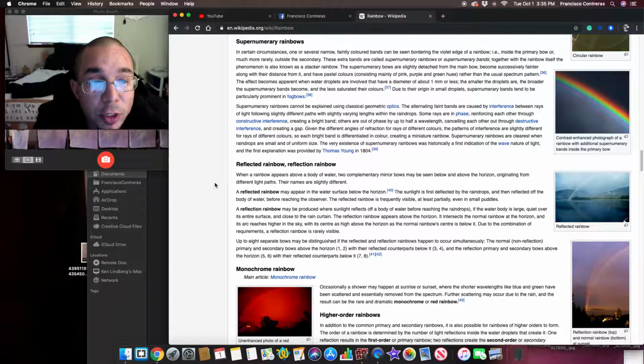Supernumerary rainbows are clearest when raindrops are small and of uniform size. The very existence of supernumerary rainbows was historically a first indication of the wave nature of light, and the first explanation was provided by Thomas Young in 1804.